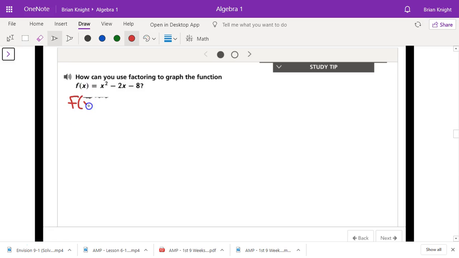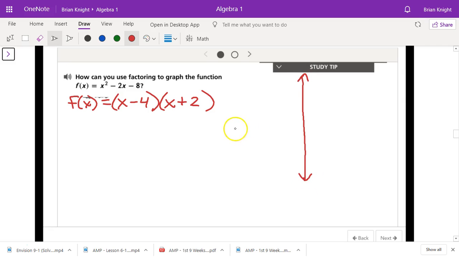So, f of x, I'm going to factor it first. What two numbers multiply to be negative 8 and add up to negative 2? Negative 4 and 2. Yeah, that one. Negative 4 and positive 2, okay? So, I'm going to make us a graph. I am going to make us a table here in a second.